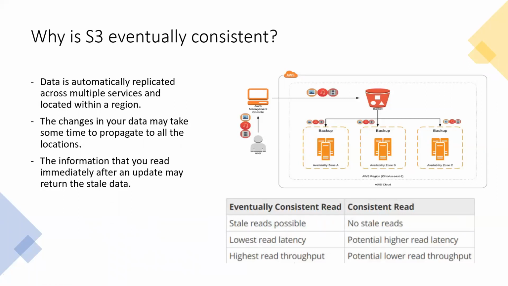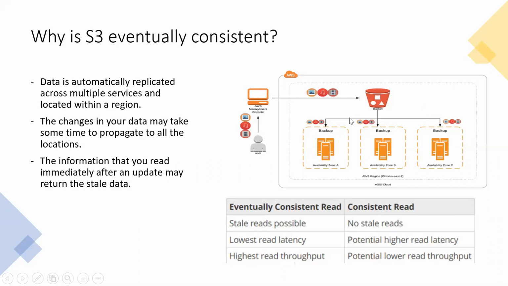Now, let's talk about where S3 is consistent or eventually consistent. In these scenarios, for any particular bucket, as I mentioned, the data will be replicated automatically. Three copies will be made across the availability zones. So whatever changes you make to your data might take a little time to take effect at all 3 availability zones. It takes some time to propagate changes to all the locations wherever the copy of this bucket is made.